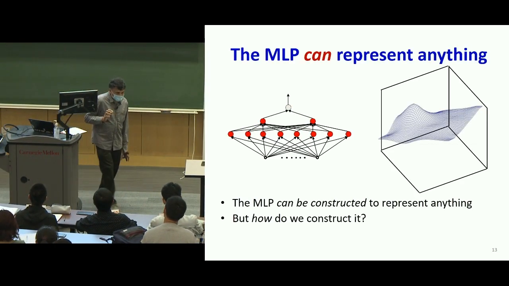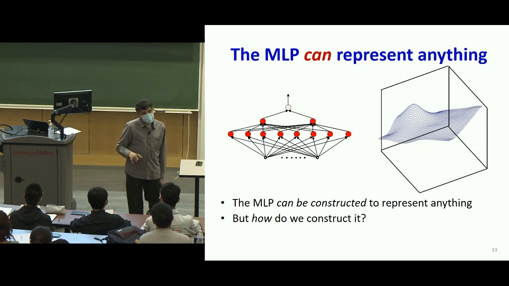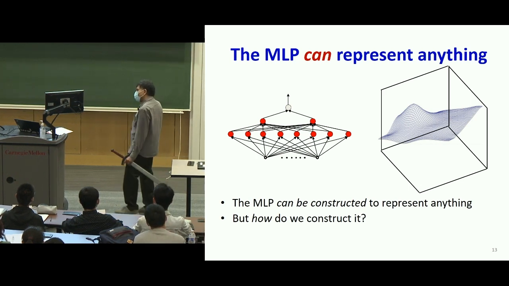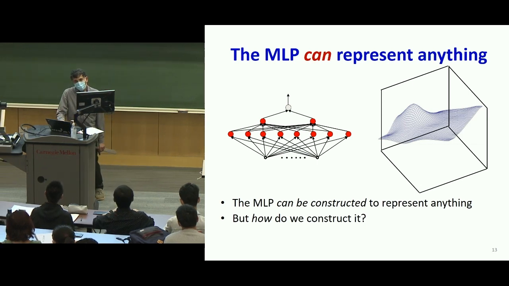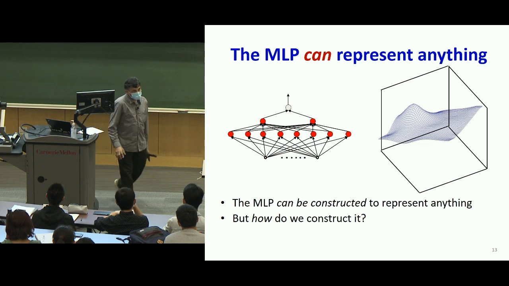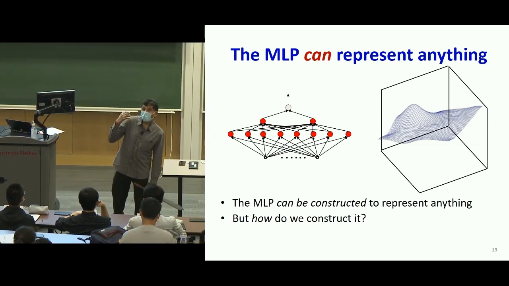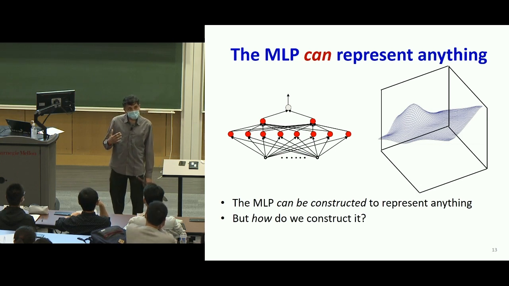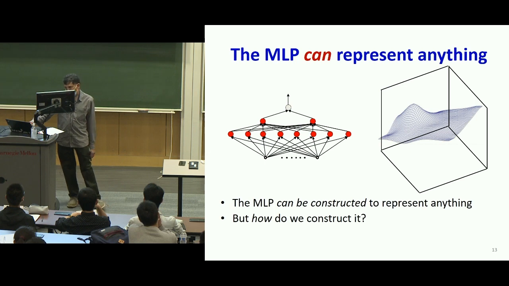So now, what we've seen so far is that an MLP can represent any function. We saw it's a universal approximator. You give me a function, and I can construct an MLP to approximate that function. But then my question is, we know it can be done, but how do we do it? How do we actually construct an MLP that computes the specific function that we want to compute?